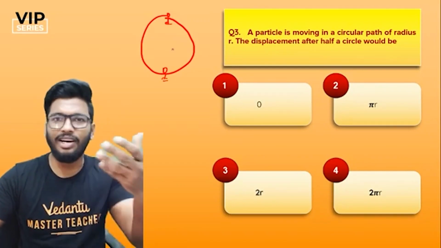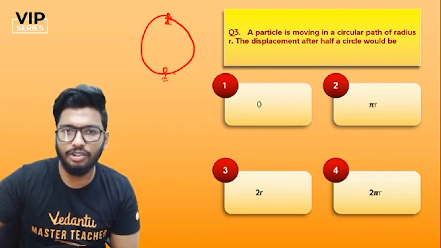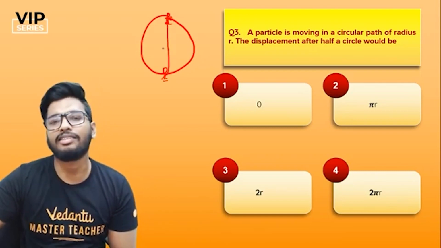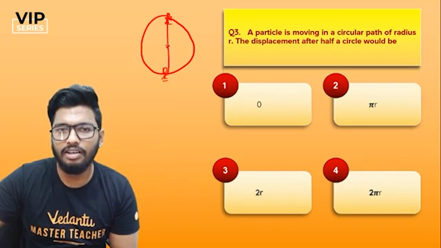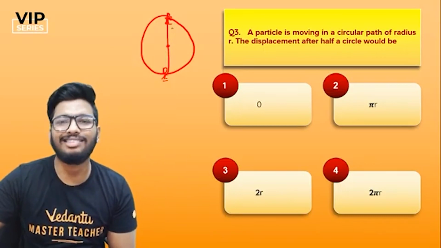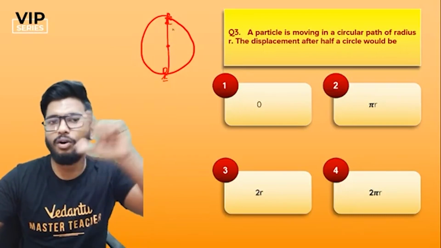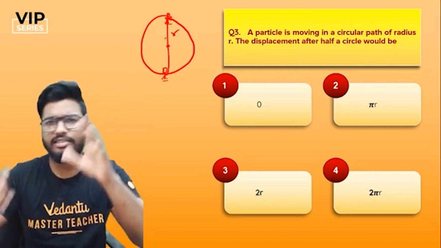What is displacement? The final and the initial position. This is the initial position, this is the final position. So what is this distance is what they're asking. Think about it guys, if it's a circle, this distance from the center to the circumference of the circle is nothing but the radius, right? It is nothing but the radius.